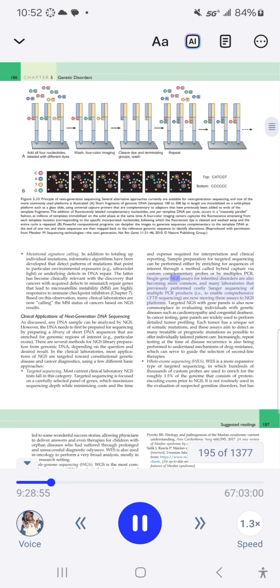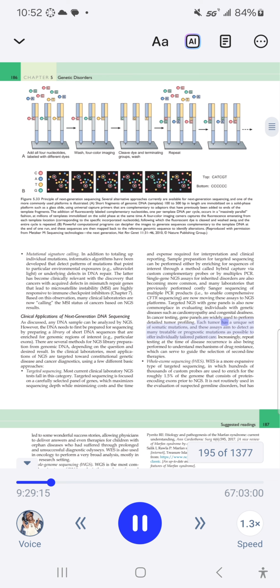Single-gene NGS assays for inherited disorders are also becoming more common, and many laboratories that previously performed costly Sanger sequencing of multiple PCR products, i.e., to enable comprehensive CFTR sequencing, are now moving these assays to NGS platforms. Targeted NGS with gene panels is also now commonplace in evaluating individuals with genetic diseases such as cardiomyopathy and congenital deafness. In cancer testing, gene panels are widely used to perform detailed tumor profiling.